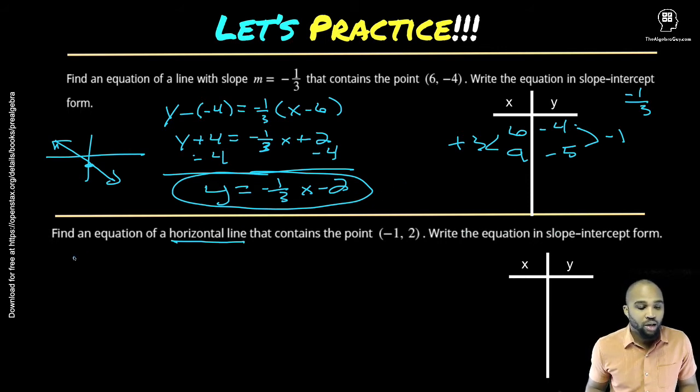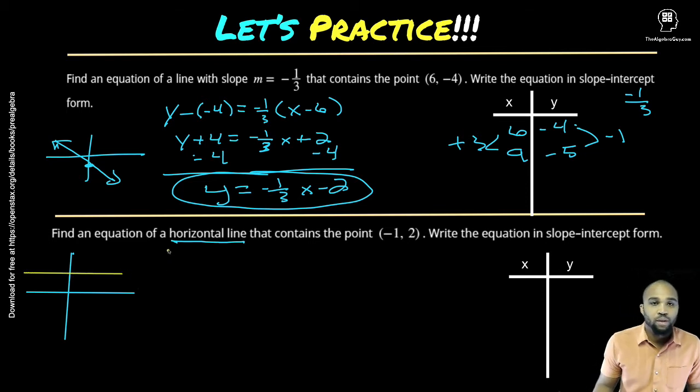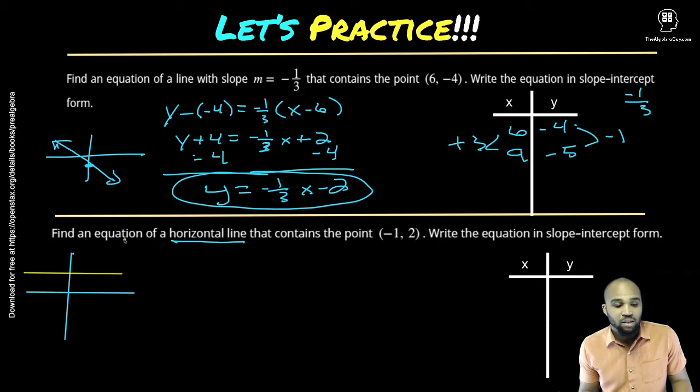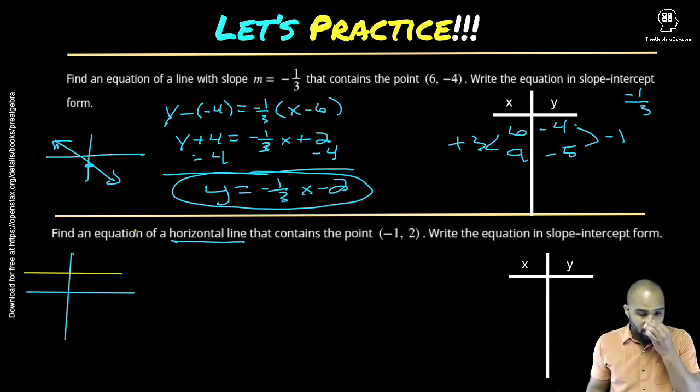Well, if we had a graph, here's my graph, a horizontal line will look like that. Now, how do you remember horizontal? Horizontal sounds like horizon, like the sun coming up over the horizon. That's a horizontal line. So what's the slope of that line? You need to remember that the slope is going to be 0. So having a 0 slope helps me determine this.